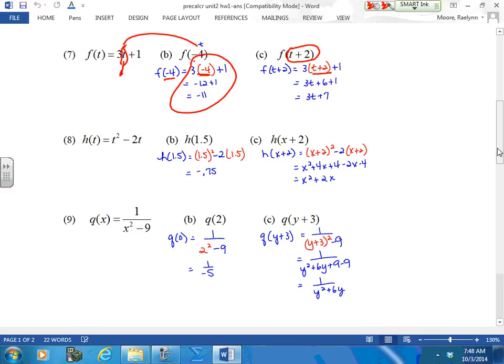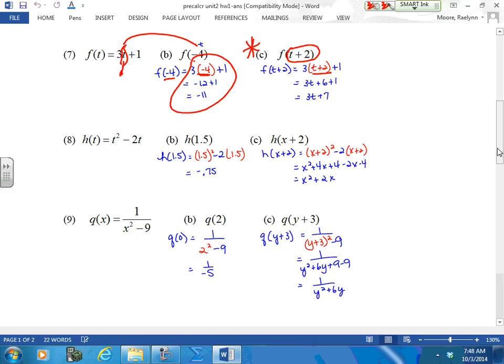Okay, so is everybody okay with this one? This is a really important one. Can everybody see that one? We substituted in -4 for t. Then we substituted in for t plus 2. Everybody good with that? That's going to lead us into today.